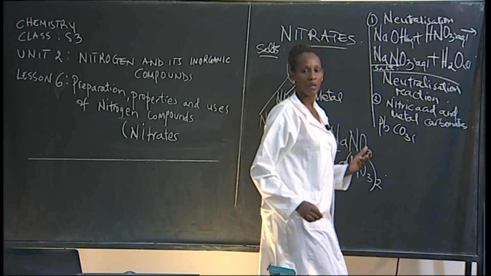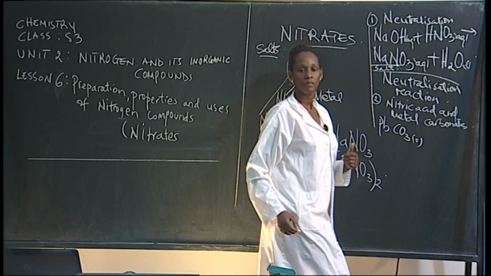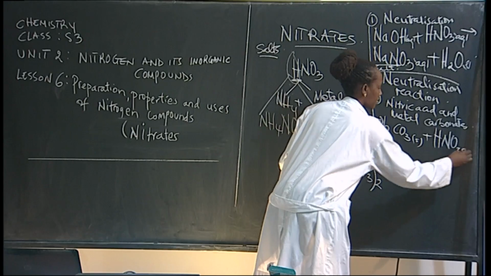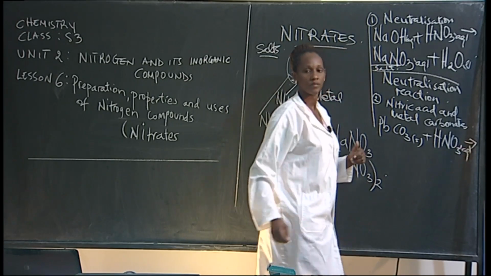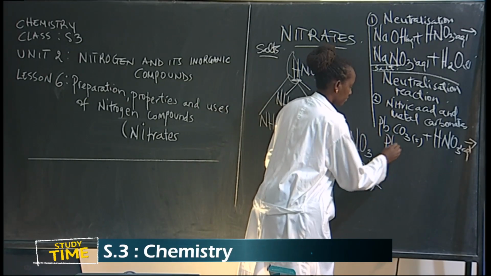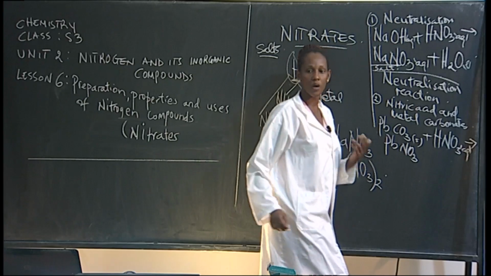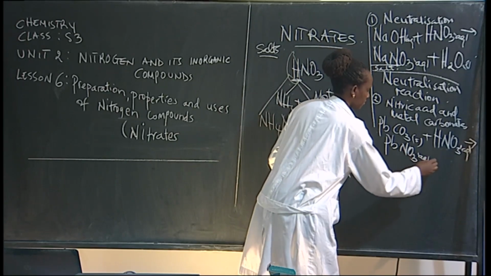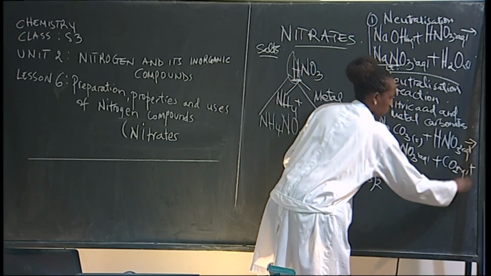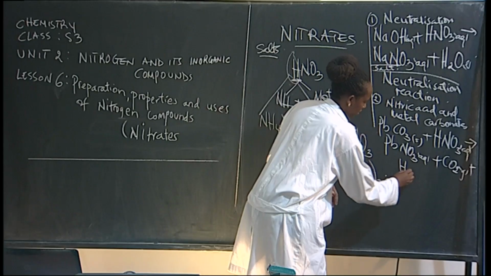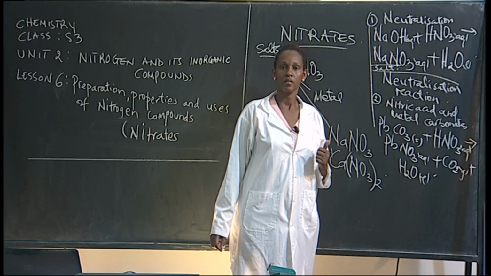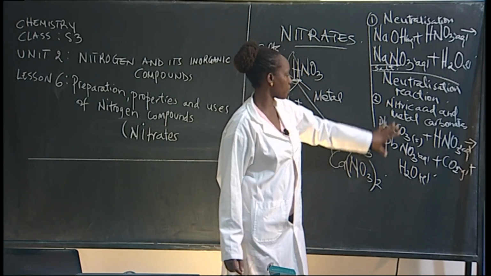Plus, this is solid, plus nitric acid, aqueous. We get lead nitrate, which is aqueous, plus carbon dioxide, gas, plus water, which is liquid. All right? So this is the second way of preparing nitrates.